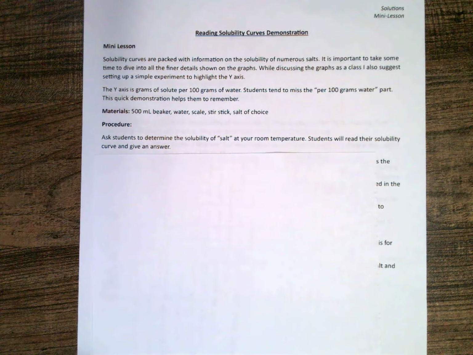To do this, you'll need a couple of things that you easily have inside of your chemistry classroom, and if you are doing a demonstration from home, this is something that you could easily record with just different values and a salt of choice. So I used a 500 milliliter beaker, water, a scale, a stir stick, and one of the salts that I had easy access to, or that we just had a lot of.